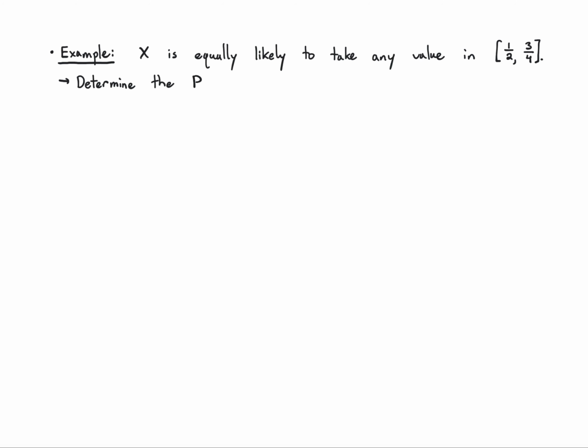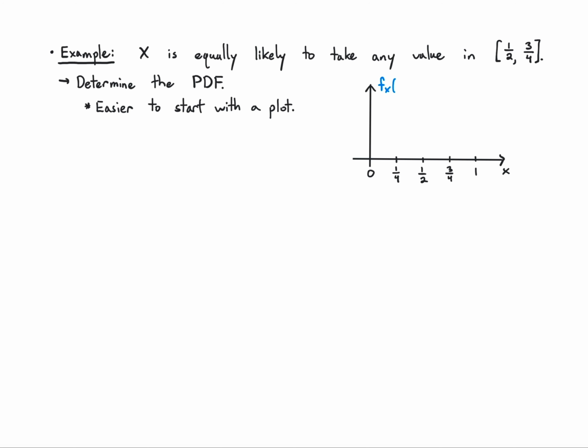Let's say that I have a random variable x that's equally likely to take any value between a half and 3/4. Okay? And that's all the information I'm given. So this is my problem, and I'm asked to determine the PDF. This is a really simple setting, and it's easier to start with a plot, just to visualize what's going on. It's equally likely, so we know the PDF will be flat. Here I'm going to draw the points 1/4, 1/2, 3/4, and 1. And I know that it's going to be active between 1/2 and 3/4, so I'm just going to draw a box that goes up between those values.